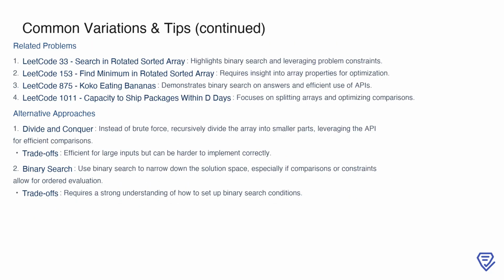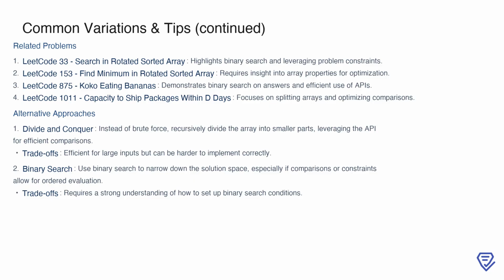This problem is closely related to several others on LeetCode that you might find helpful to review. For example, LeetCode 33, Search in Rotated Sorted Array, emphasizes the use of binary search and leveraging constraints to narrow down the solution. LeetCode 153, Find Minimum in Rotated Sorted Array, similarly focuses on understanding array properties to optimize the solution. Another example, LeetCode 875, Koko Eating Bananas, illustrates binary search on answers, which is a useful technique for efficiently solving problems with APIs. Finally, LeetCode 1011, Capacity to Ship Packages Within D Days, deals with splitting arrays and optimizing comparisons.